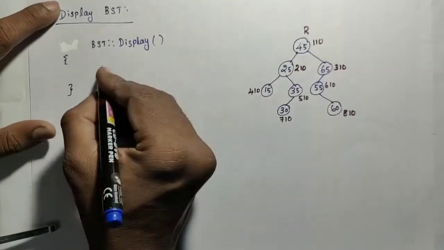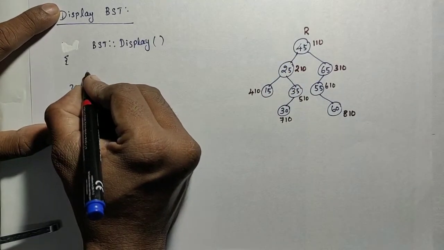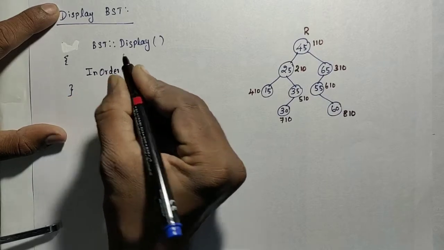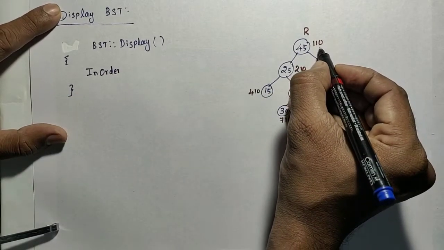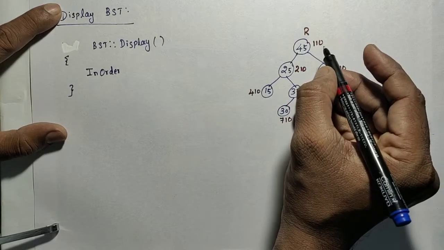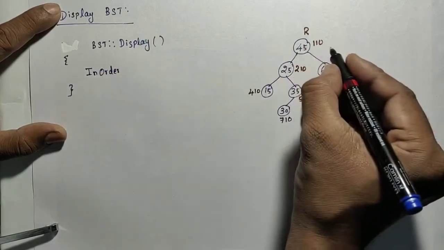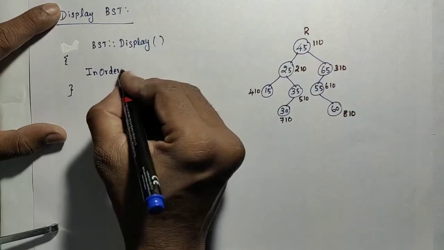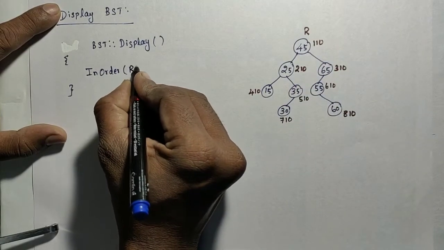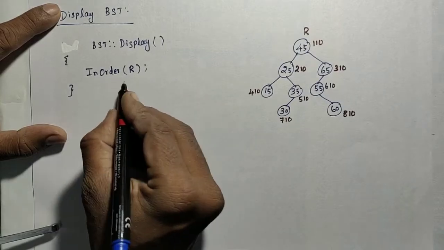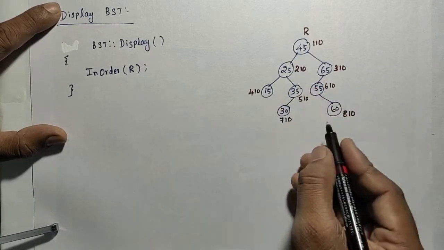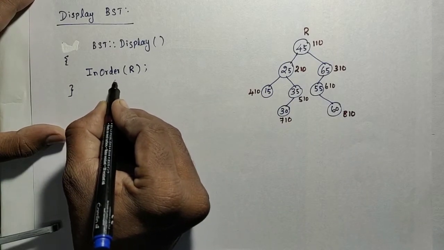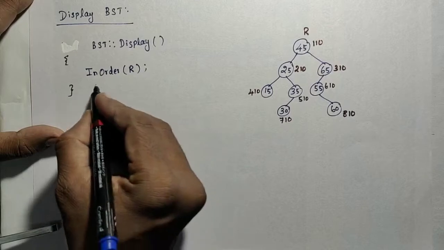So we need to use another function, that is inOrder. In that I need to pass the root address. Which tree has to be printed in order? I want to print the root tree, that is 110. So I have to pass this R as the input. This function will take care of printing the content of the BST in order. We are going to design inOrder as a recursive function.